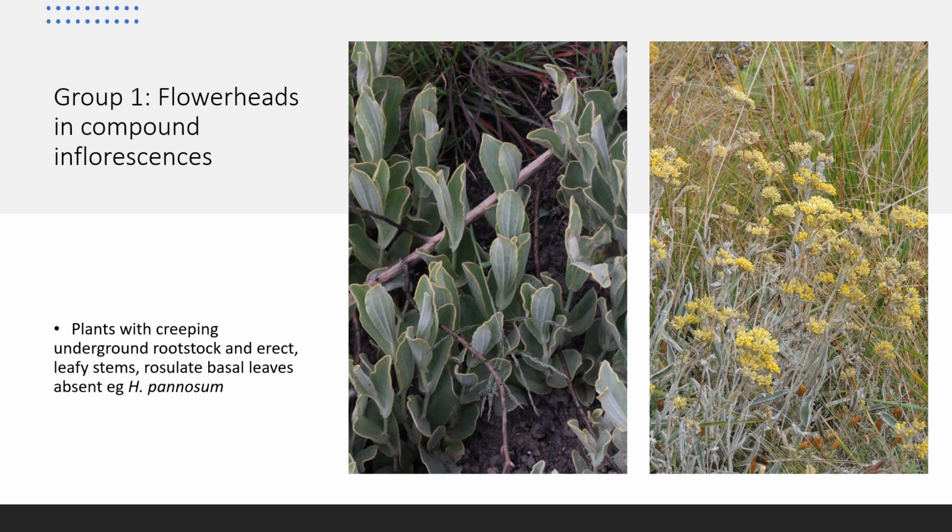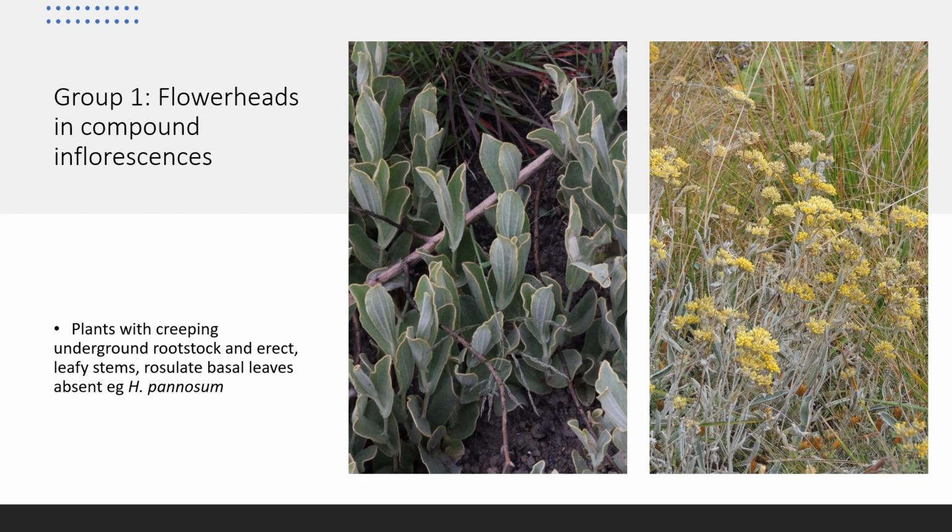The first subgroup are the small plants with the thin, creeping underground rootstock and erect leafy stems. They don't have leaves around the base of the stem. Plants in this subgroup have a spreading rootstock, giving rise to many stems, so that there appear to be many plants together, as in the slide on the left-hand side.